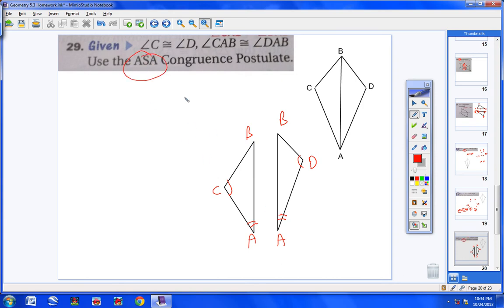So what part of the angle, side, angle are we missing? Well, we know we have an angle here and an angle here, and we know it's not angle, angle, and then side. It's angle, then side, then angle. So we need this side right here between the two angles to be congruent to this side here, which is between those two angles. So what I need is CA is congruent to DA. That's the side we're missing, okay, or the part that we're missing.